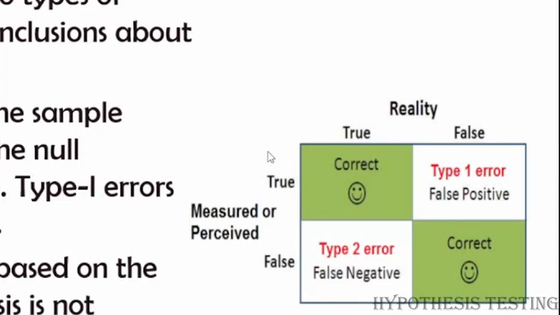I think this particular table will register in our minds very easily, right? You have true, and you have type 1, type 2. True, false in the same order. The reality is on top and the measured one is on the left. So wherever reality is, first is type 1. You can remember it in that way.